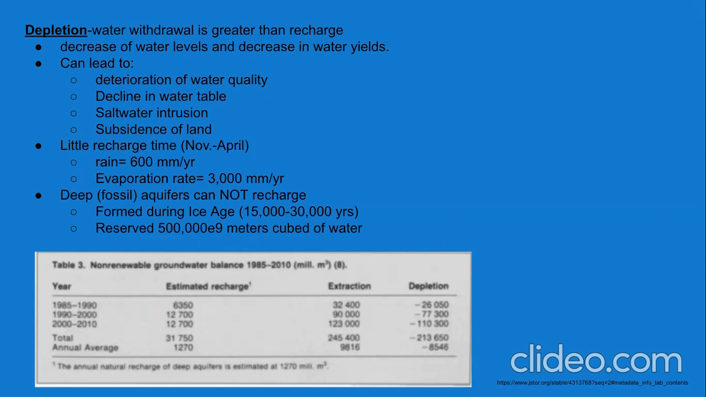And depletion is so high because there's such little recharge. The recharge time is between November and April, and they only get around 600 millimeters a year, facing against high evaporation rates of 3,000 millimeters a year. And these deep fossil aquifers that formed from the Ice Age do not recharge. They only have a set amount, a volume, and they cannot be recharged.